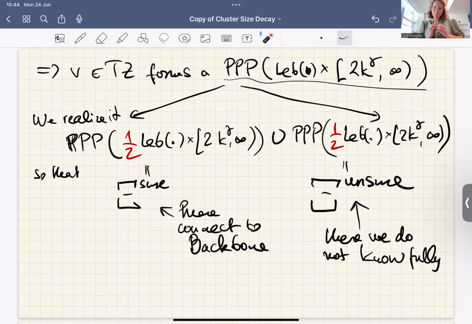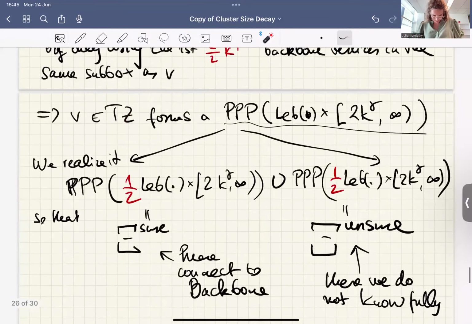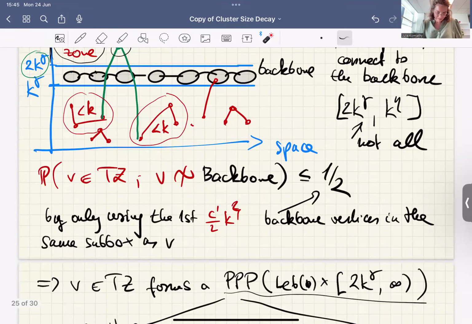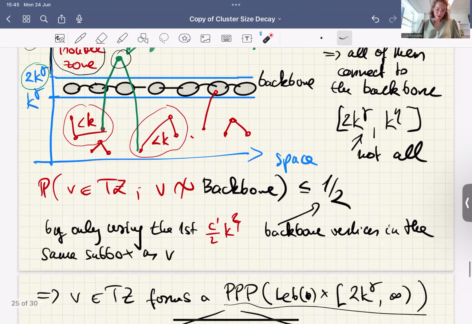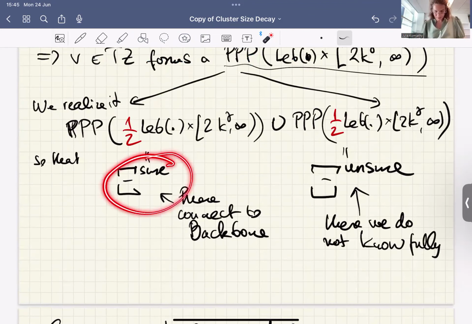But I'm going to pre-sample randomness to ensure that the first PPP contains vertices that for sure connect to the backbone. And for the other ones, the unsure vertices, I don't know. And how do I do this? Well, it's because in every box, I know exactly how many backbone vertices there are. I can use only the first k to the zeta of them and pre-sample some part of the randomness of the edges of a trouble zone vertex towards the backbone vertices in its own box. So I can do this and I can subdivide the PPP into the union of two Poisson point processes, where one of them for sure will connect to the backbone and for the other half, I don't know.